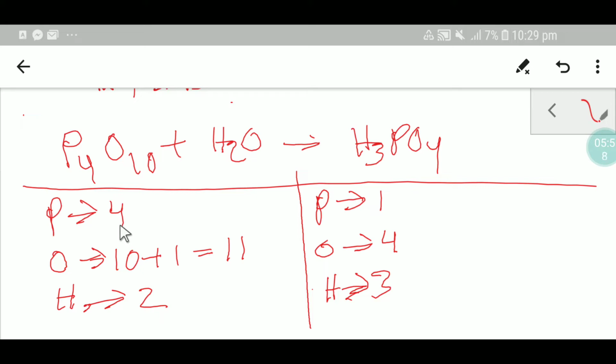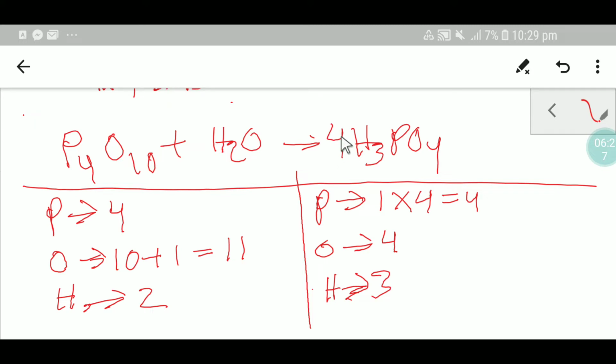So always target the atom that is contained in one compound. So let me start with phosphorus. Here we have 4, but here we have 1. So from your common sense, what can I do? I can multiply here by 4, that gives me 4. And remember, this 4 must come before this phosphorus, that is here.